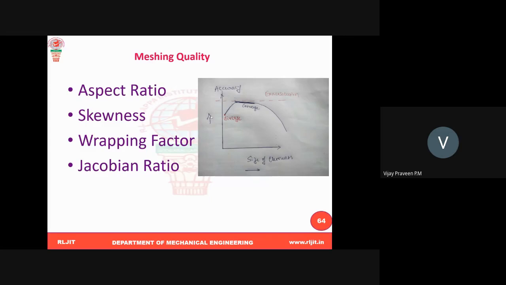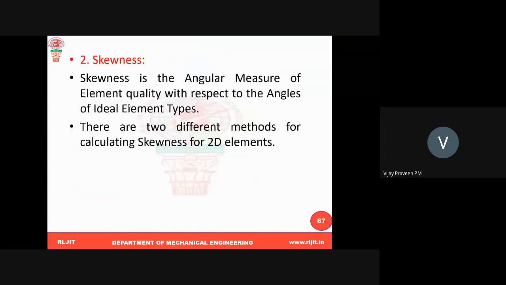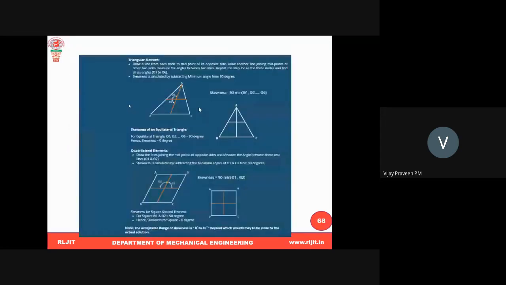So based on this meshing quality you should decide when you are doing the discretization. You should check all these values in the software. Automatically it will calculate, and you can check it. It will even display how much the aspect ratio is, whether it is out of range or within the range. It will show everything. So this is the fundamental of meshing quality.